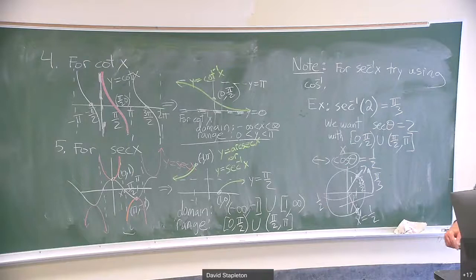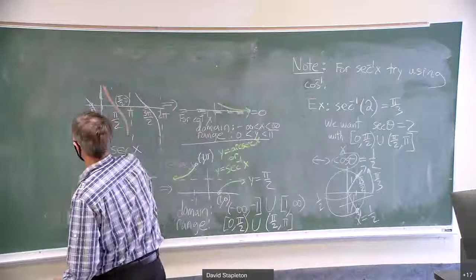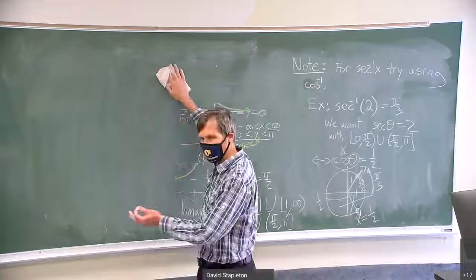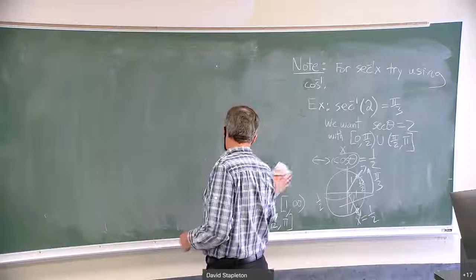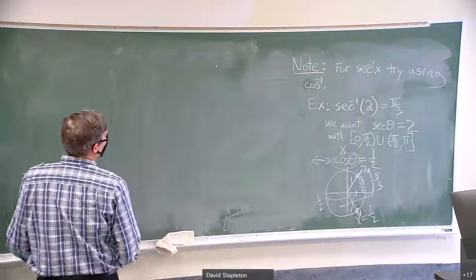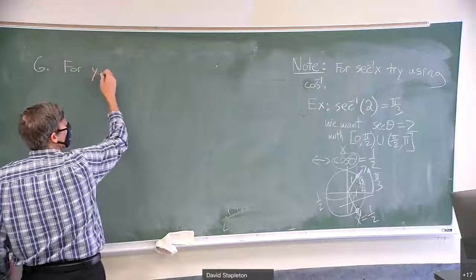And then finally, the inverse cosecant has the same kind of thing. It's very similar. Remember, secant and cosecant are the same shape, just slid over pi over 2 units. Same picture. That means when I flip them, it's going to be the same deal. It's going to look the same shape, just moved over. Here's what we get. Final one. 4, y equals cosecant x.